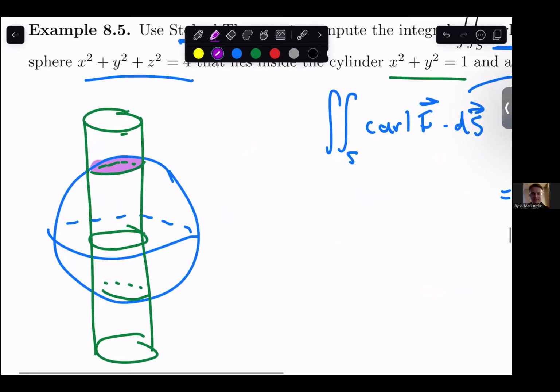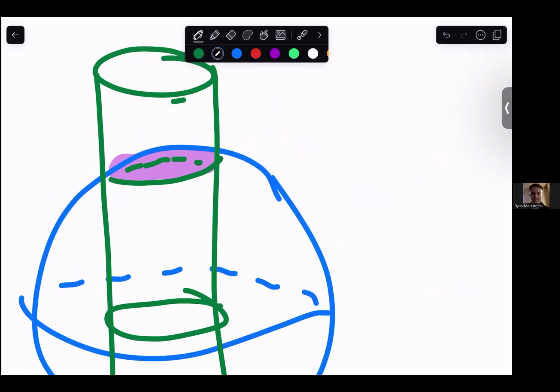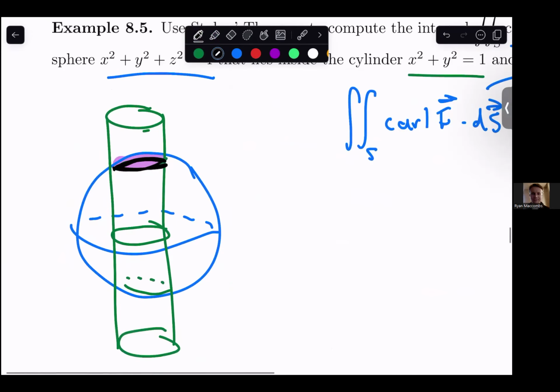So that's my surface. The boundary curve is going to be, again, where the surface abruptly stops. So that's going to be this curve right here. And we can see that that curve comes from where this cylinder and the sphere meet. So it's this curve of intersection between two surfaces. So I want to know, where does this sphere, x squared plus y squared plus z squared equals 4, meet with x squared plus y squared equals 1, this cylinder?